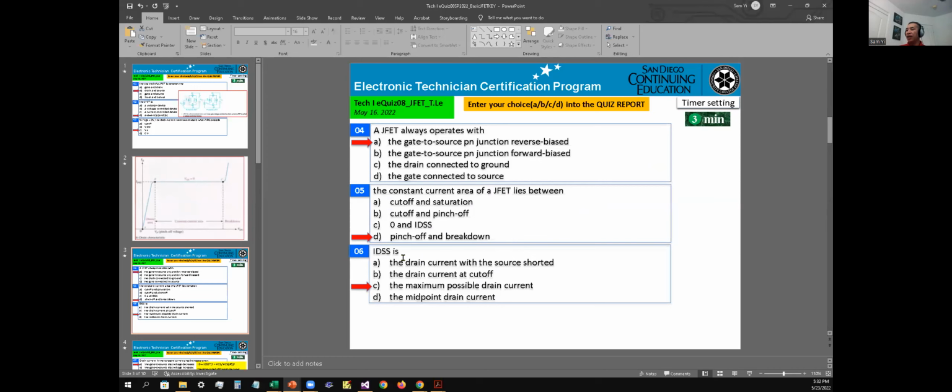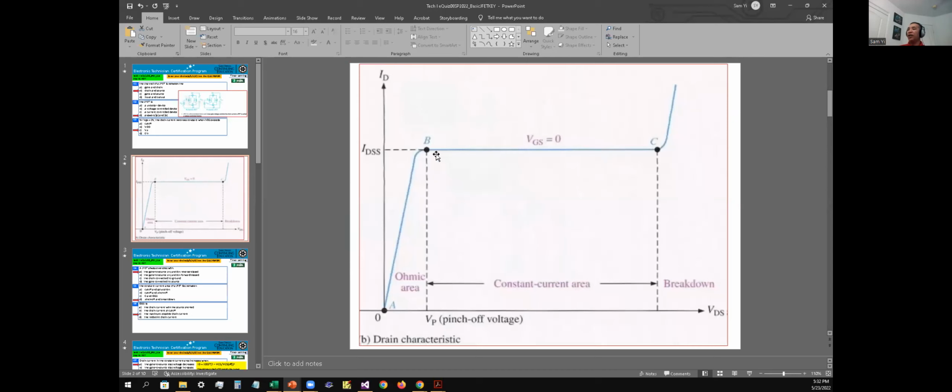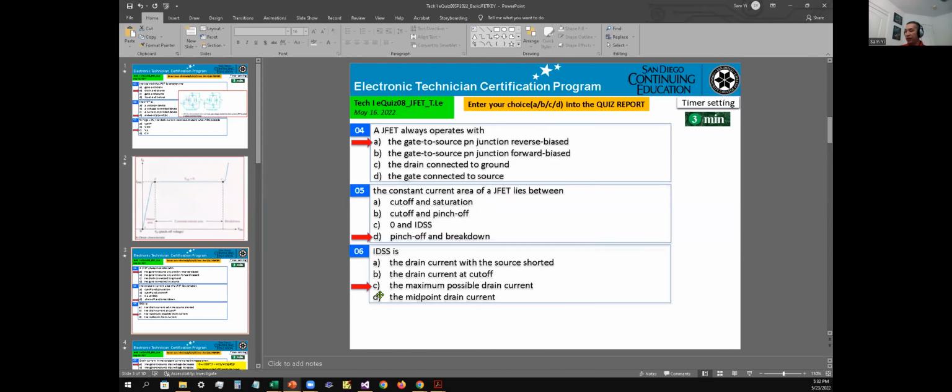Number 6, IDSS is the maximum possible drain current. So you have this IDSS right here. This represents your maximum. So the answer is C as in cat for number 6.